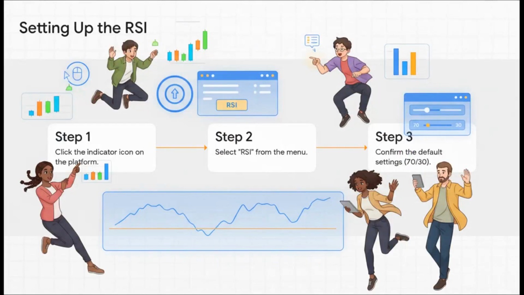And getting this on your chart is ridiculously easy. Seriously, you just click the little indicator icon, pick RSI from the menu, and then just hit OK on the default settings. You don't have to mess with anything, it's ready to go right out of the box.